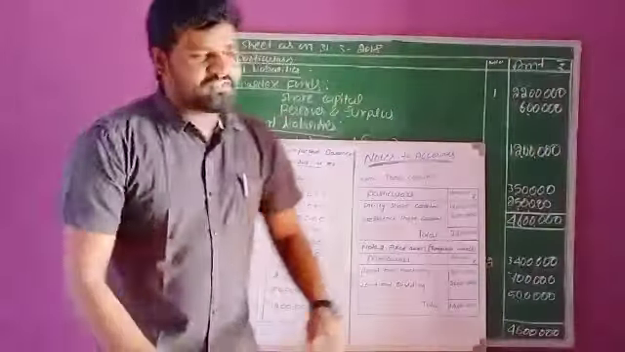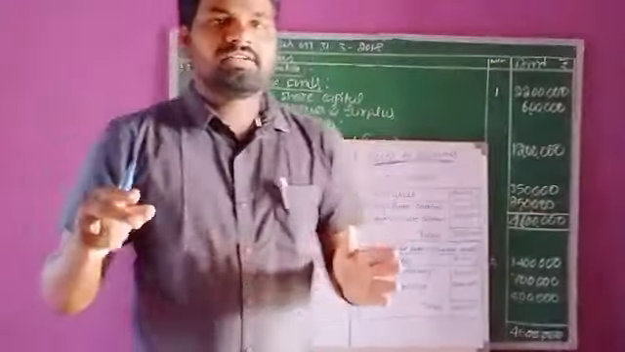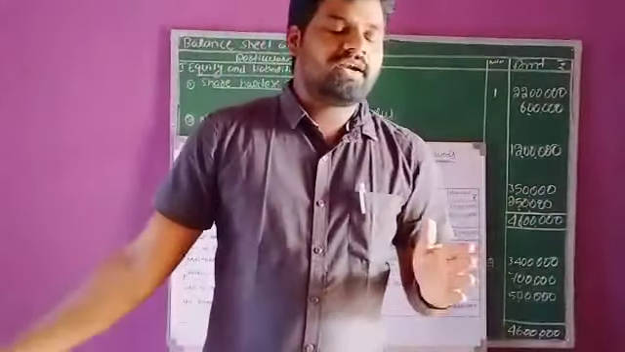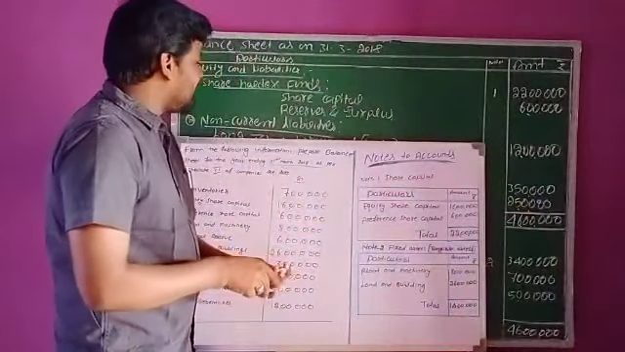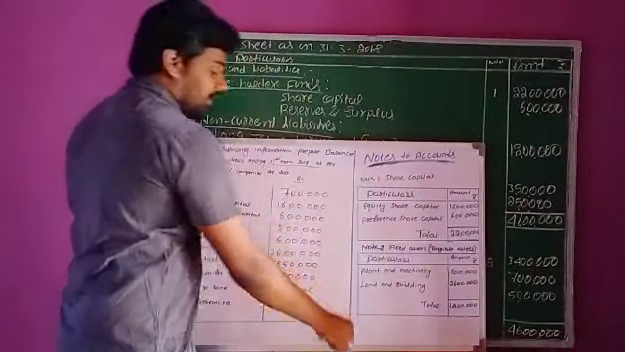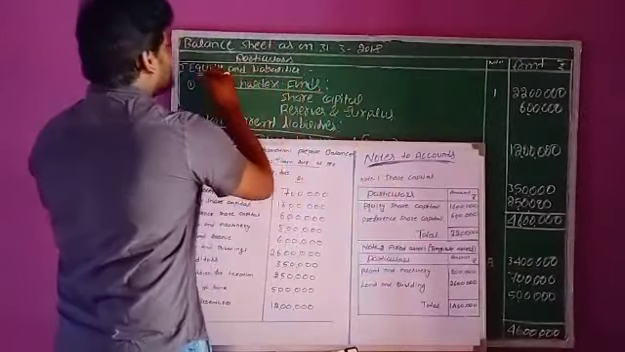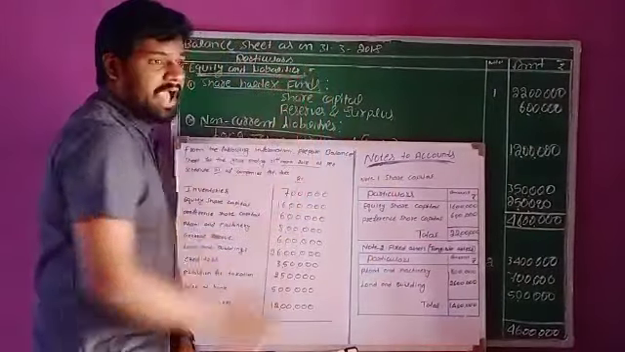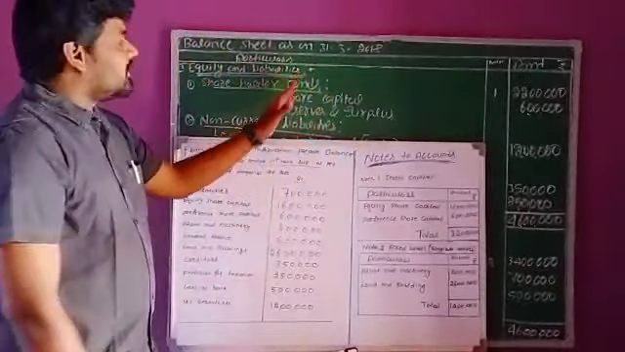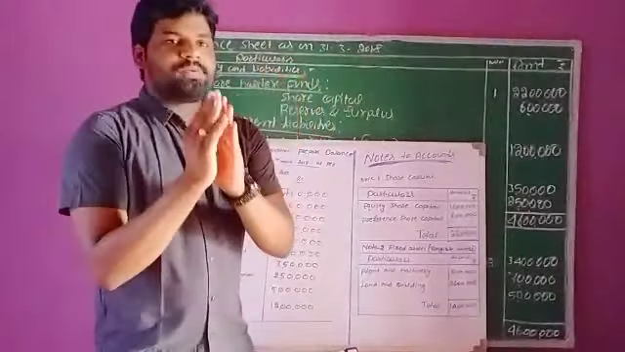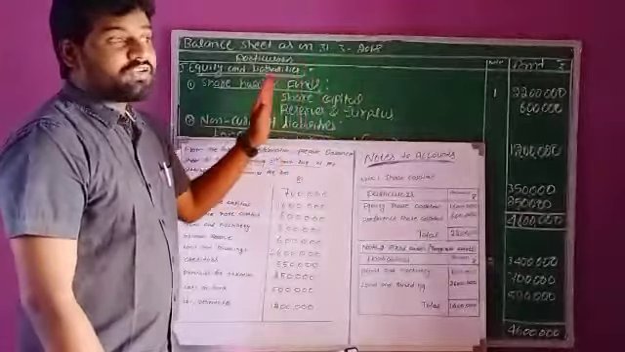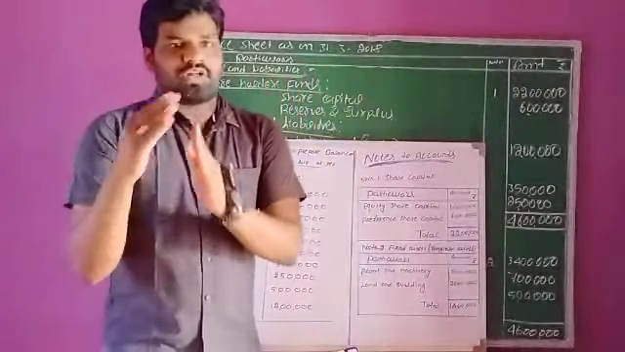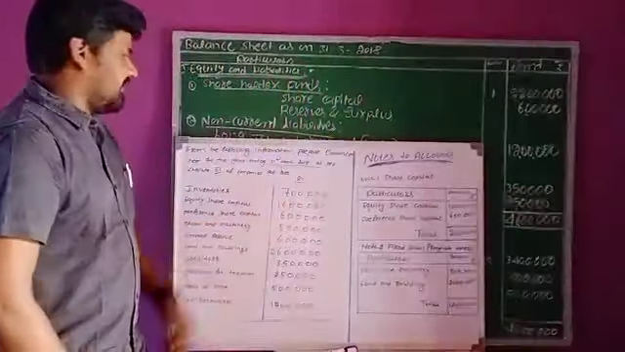In this balance sheet, we have two heads, right? The first head is equity and liabilities, and the second head is assets. First I have to take equity and liabilities. Under that, equity is nothing but capital. Under equity and liabilities, we have three headings. The first one is shareholders' funds. In these shareholders' funds, we need to record a few transactions as per the given information.